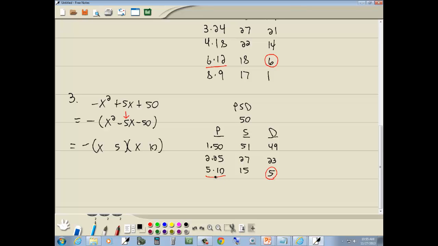Now, our larger number in the P column that we're using, which is the 10, will always be the same sign as the middle term, which in this problem is a negative. The number is circled in the difference column, D for different signs. So if this is negative, then this one has to be positive. And that's our answer.